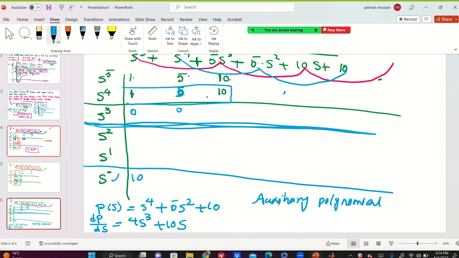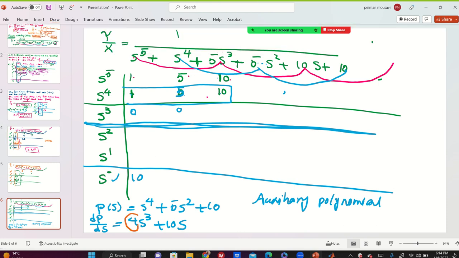Then simply replace the zeros with these coefficients. See, s cubed, s cubed. So here it's going to be 4, here it's going to be 10. Simple like that. Everyone understand? Yes? Good. So now you can do it. 4 times 5 is 20, minus 10 is 10. 10 divided by 4 is 2.5.